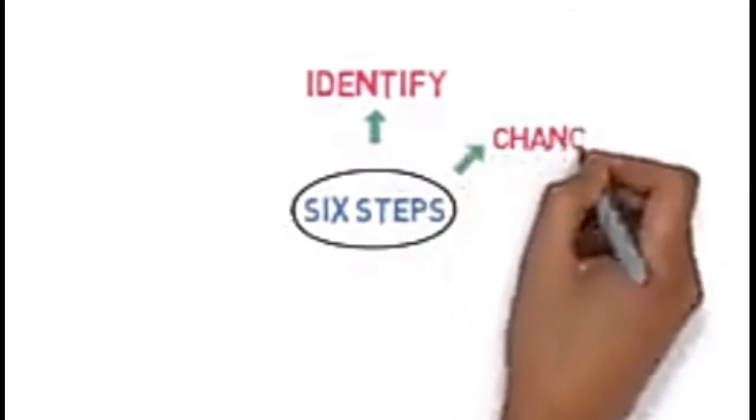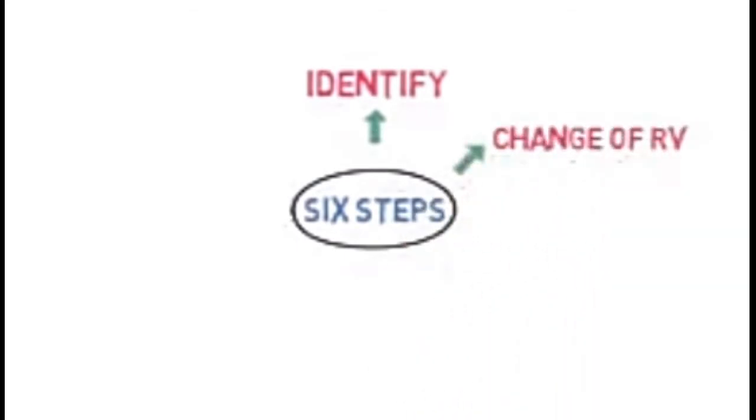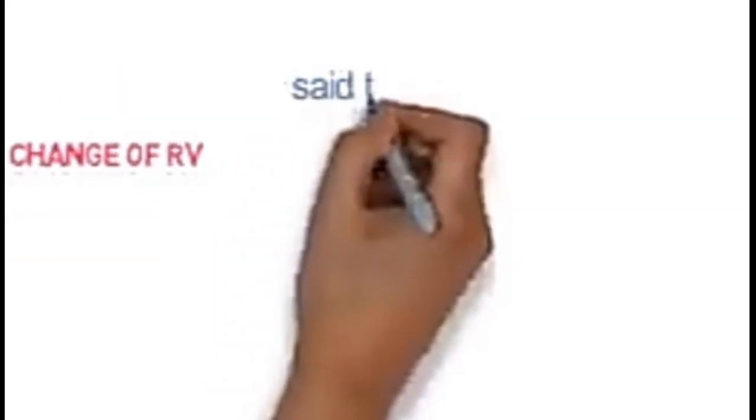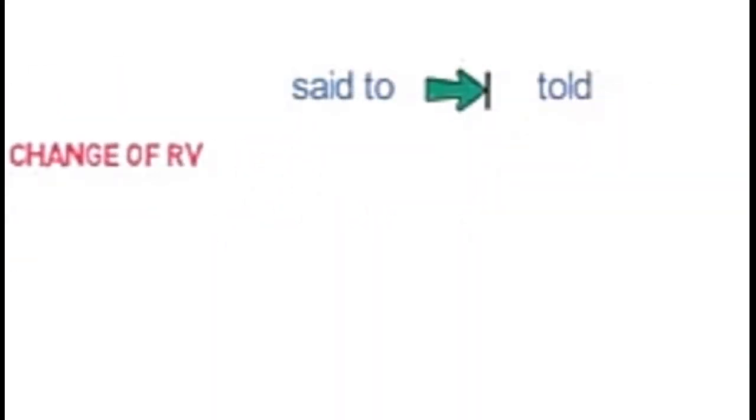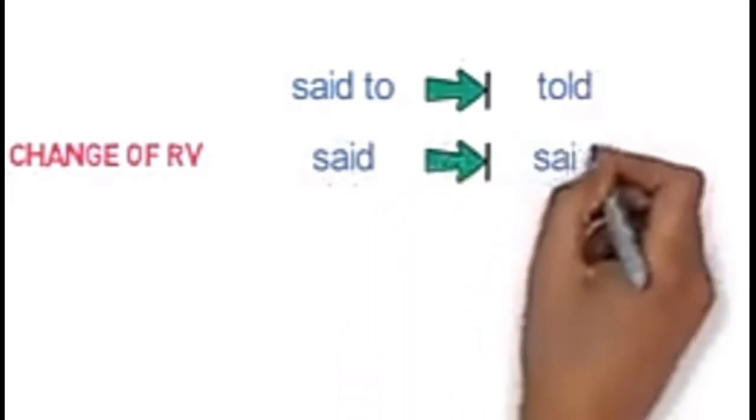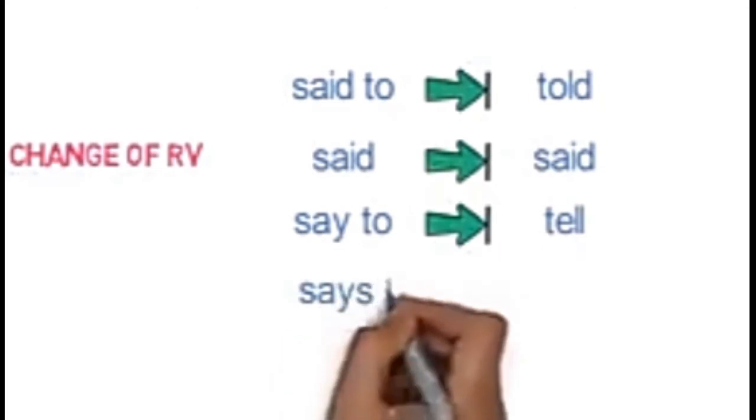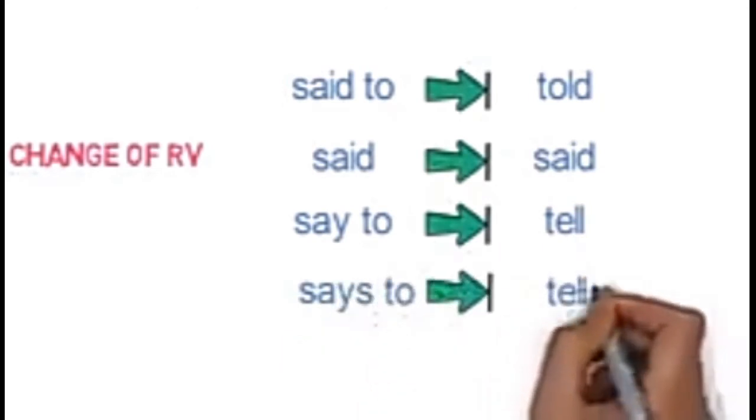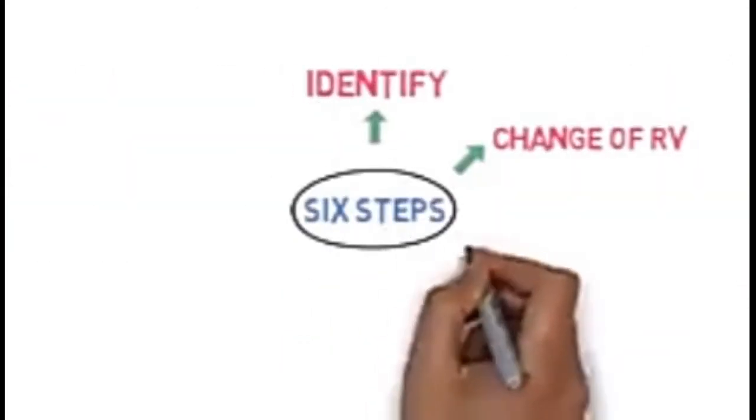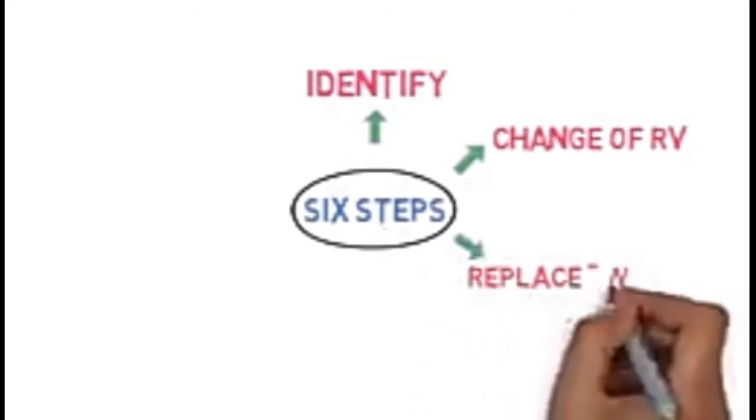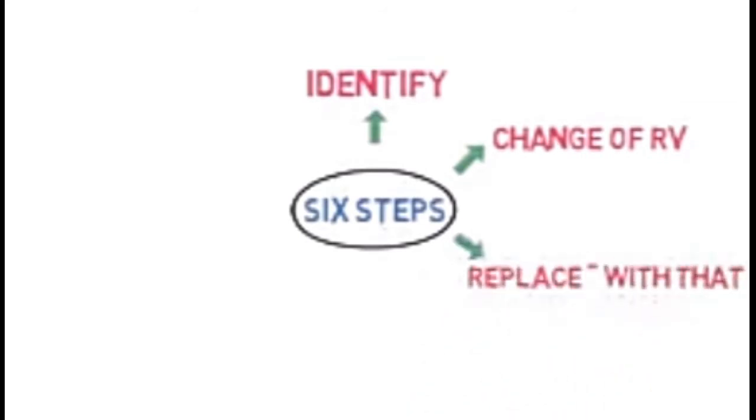The second step is change of reporting verb. Reporting verb will change in the following way. Said to will be converted to told, said will be converted to said, say to will be converted to tell, and says to will be converted to tells. This is the second step. The third step is to replace inverted comma with that. We will remove the comma and inverted commas in the sentence and join the reported speech with that.